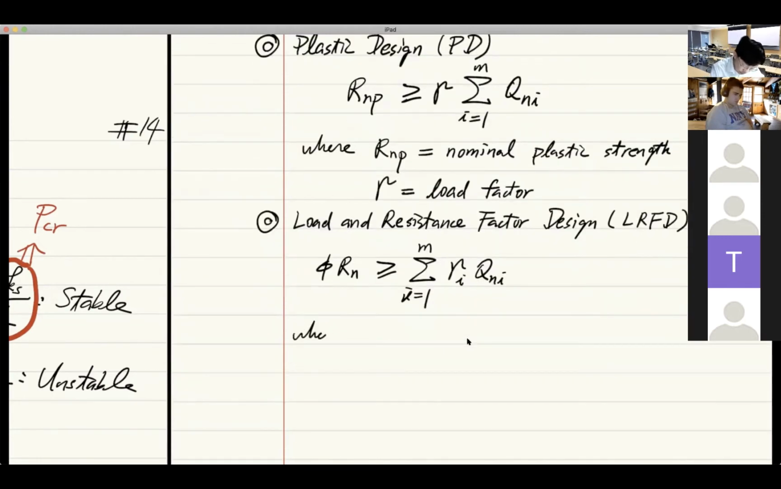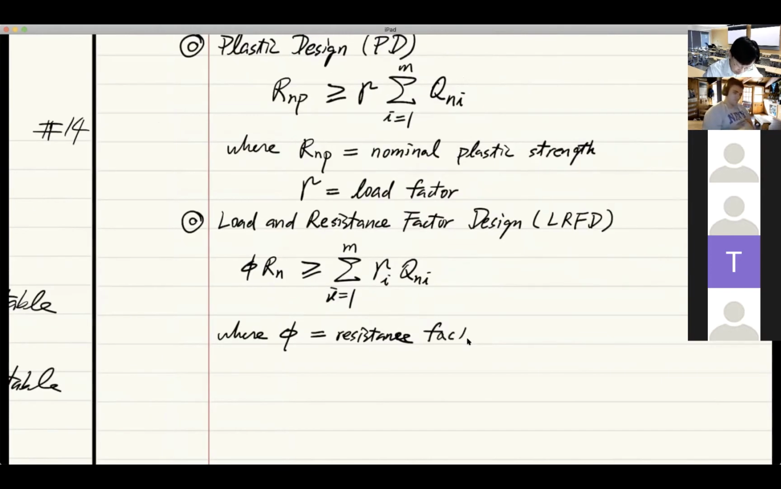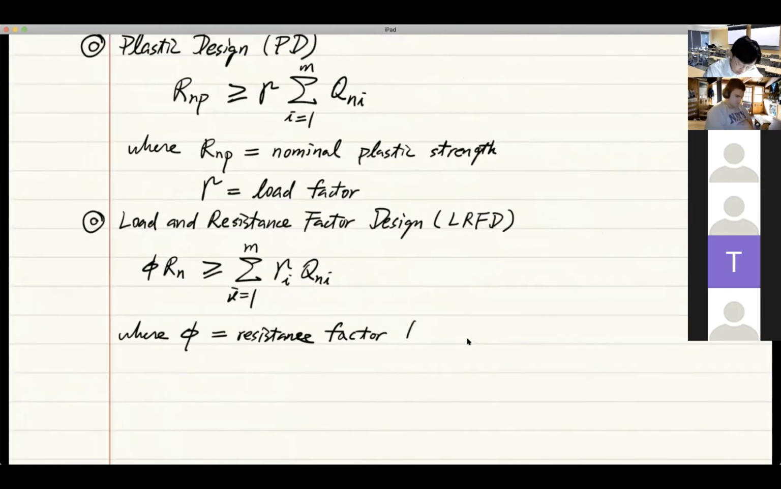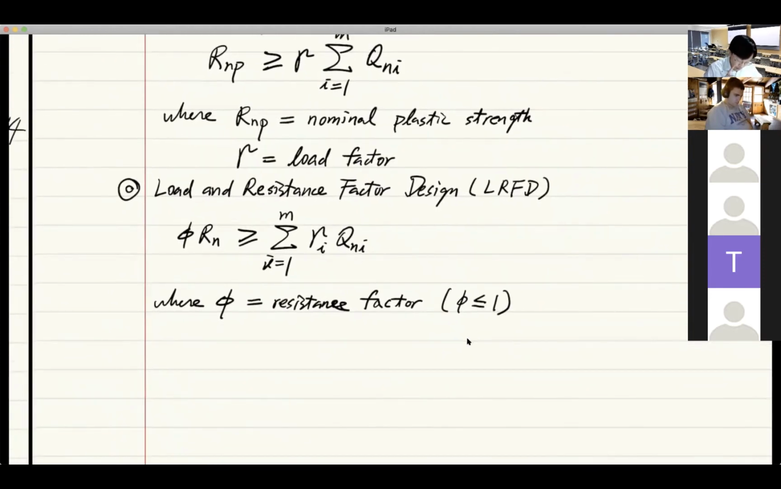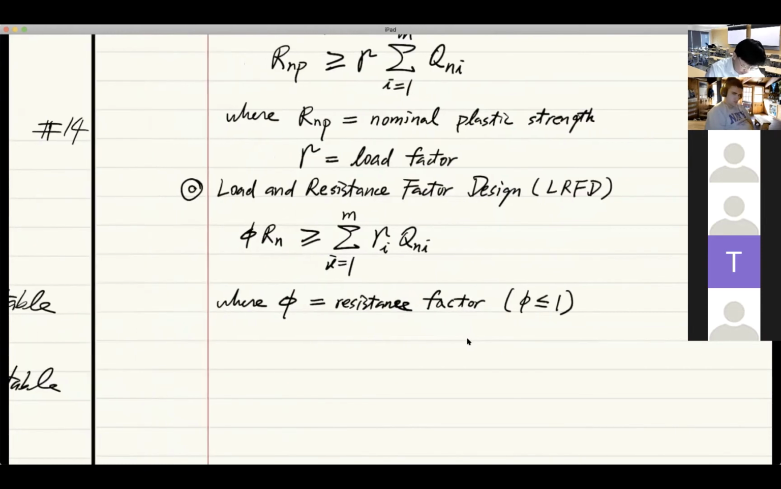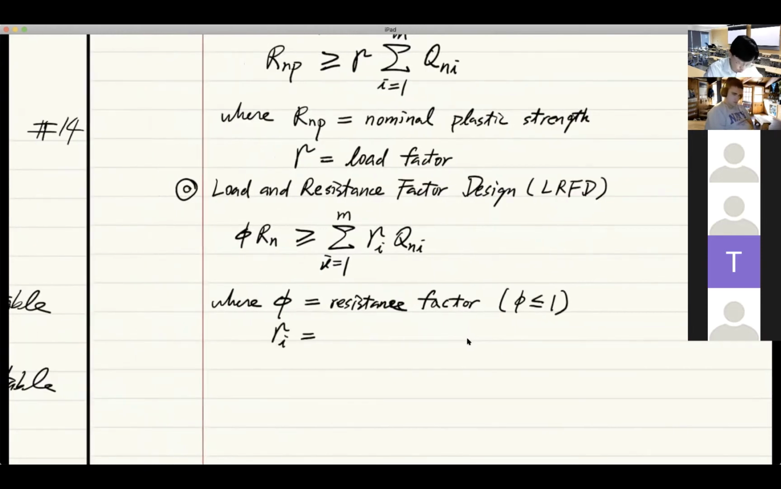So here, phi is what we call resistance factor. And this resistance factor is usually less than 1. And your gamma i here is what we call load factor. And this load factor, gamma i, is usually greater than 1. So in LRFD, we have both.